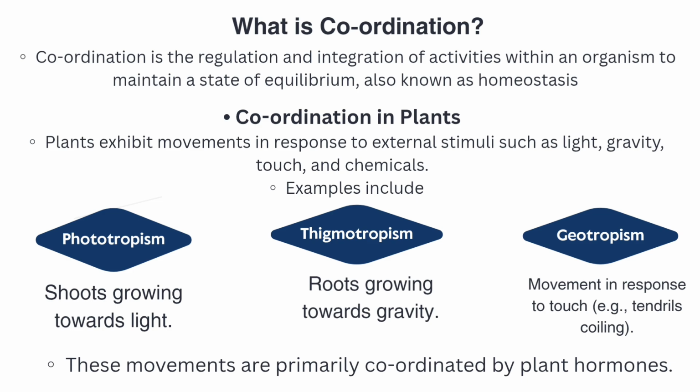Geotropism, roots grow downward due to gravity. Thigmotropism, tendrils wrap around objects when touched. These movements are controlled by plant hormones like auxins, gibberellins, cytokinins, and abscisic acid.